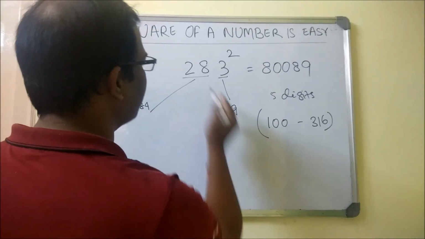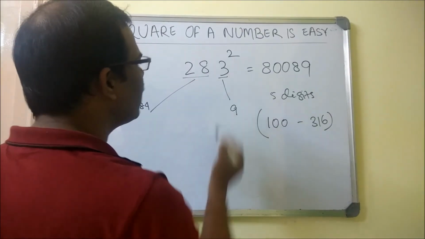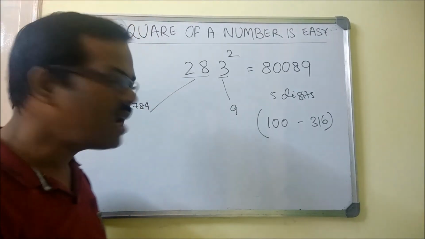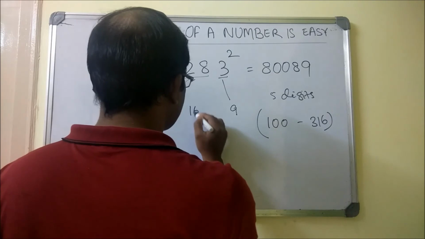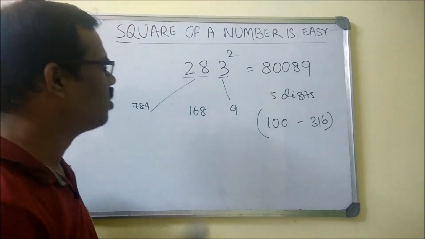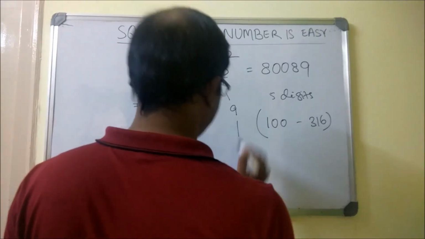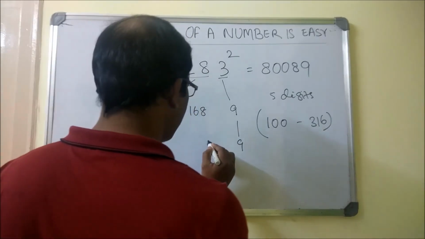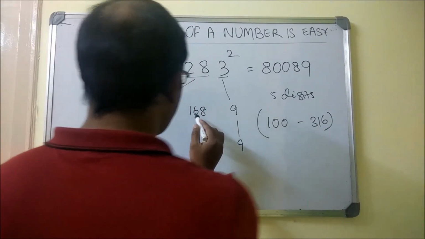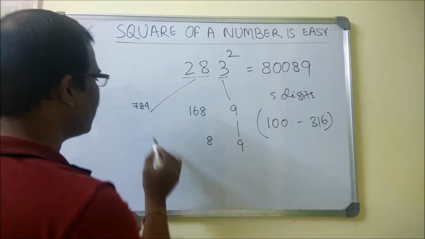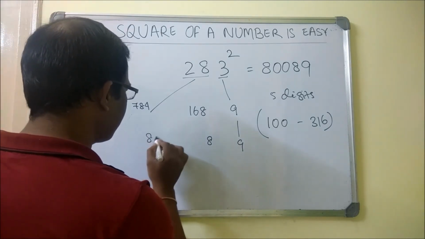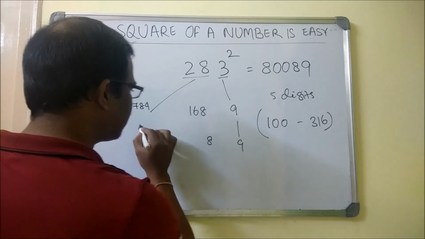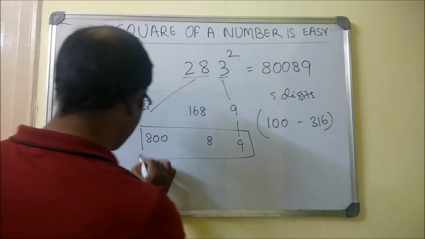The other side is 9. Then I will multiply 28 into 3. That is 84 into 2, 168. So I keep my 9. I keep my 8. Now I have to add 16 with 784. That becomes 800. So now my answer is 80089.